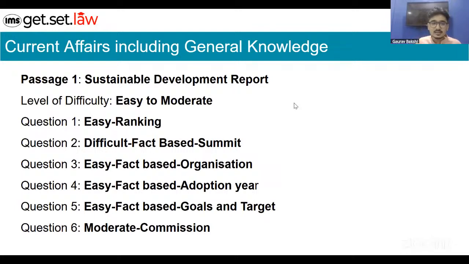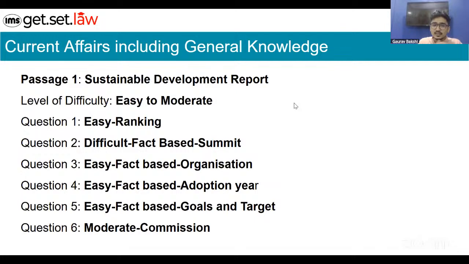Third question is again fairly easy. The third, fourth, and fifth questions, which are 27, 28, and 29 in our sim test, are fairly easy because these three continuous questions are fact based. First is asking which organization releases the Sustainable Development Goal indexes. It is clear that the Sustainable Development Solutions Network releases the report and the indexes, the ranking of the countries.